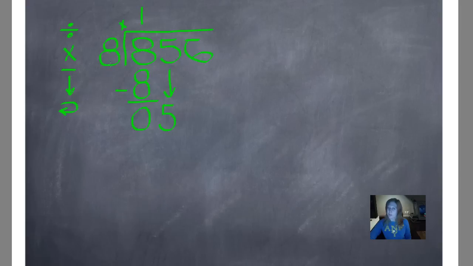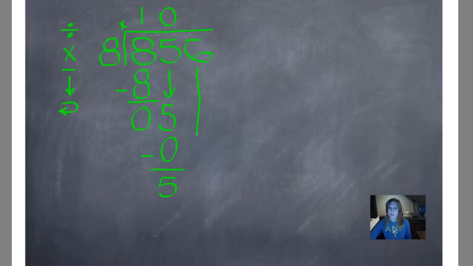Now 5 is smaller than 8, so there's no way 8's going to fit into 5. So when we do 8 goes into 5, we're going to follow that bring down arrow straight back up and write a 0 over that room. 8 times 0 is 0. We still go through all the steps even when it's 0. 5 minus 0 is 5. See that nice big column right there in that room?